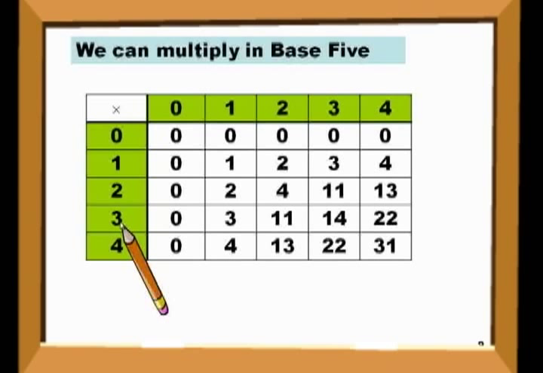We can multiply in base 5. 0 multiplied by 0 would give us a 0. And we know that when we multiply the digits 1, 2, 3, and 4 by 0, our product will be nothing but 0. Now let us go to 1. When 1 is multiplied by 0 again here, we have 0. 1 by 1 is 1. 1 by 2 is 2. 1 by 3 would be 3. And 1 by 4 would be 4.